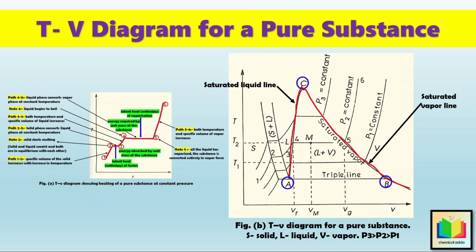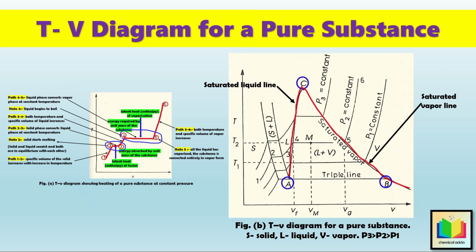Such that, a point on curve AC represents the substance in the liquid state, at its boiling point, and at the specified pressure, and such a liquid is called a saturated liquid. Similarly, a point on curve BC represents the substance in the vapor state, at its condensation point, and such a vapor is called saturated vapor. Similar conditions can be observed in figure A, during the phase transition, which is represented by line 2 to 3 and 4 to 5, where the temperature as well as the pressure of the system remain constant.